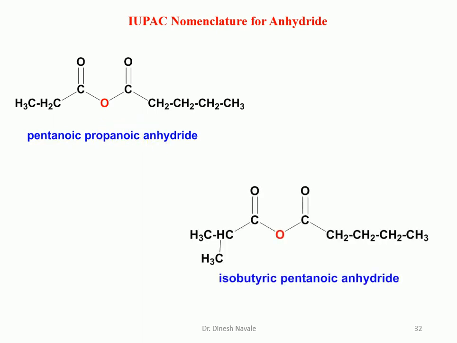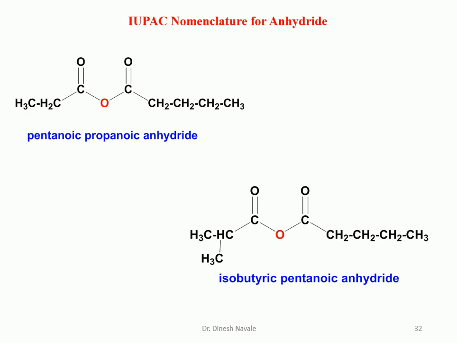And for this molecule, one chain is what? Carbon 1, 2, 3, 4, 5. 5 carbon atoms means it is going to become pentanoic. And another side there is what? 1, 2, 3, but there is a substituent, so it is the isobutyric group. So it will be written as what? Isobutyric will come first, then pentanoic. So it is isobutyric pentanoic anhydride as the IUPAC nomenclature for this anhydride.